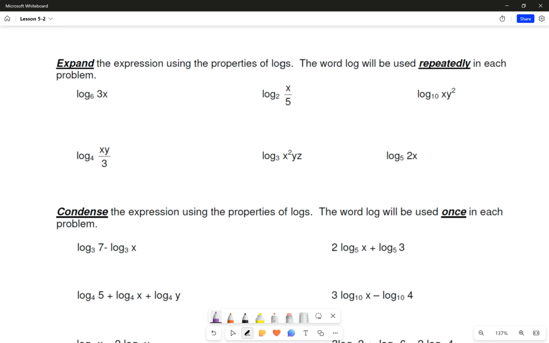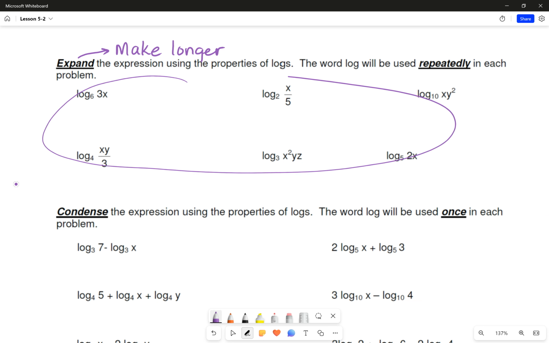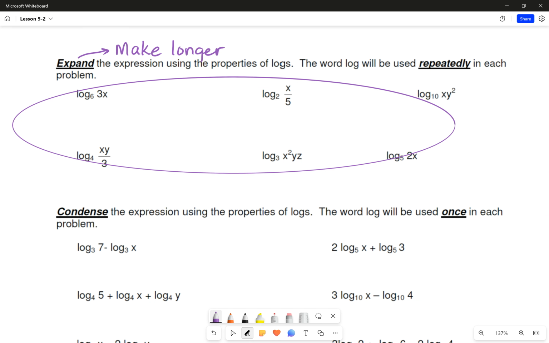Expanding means to make longer, okay? So make longer. That single logarithm you see right here, okay? I don't want you looking anywhere else but right here in this area, okay? All those problems right there are in need of you using the properties of logs to be able to expand, okay? So we're going to do that.